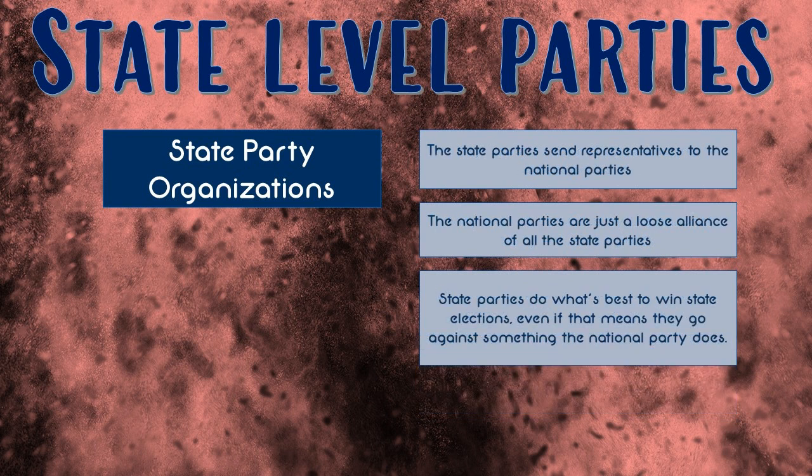These state parties are going to send representatives to the national party. They're going to get to voice their opinions, but it's important to remember that the national parties are just a very loose grouping of all the different state parties. So the states do what's best for that particular state. They're going to do whatever it takes to win in that state, even if they're going against something that the national party does.